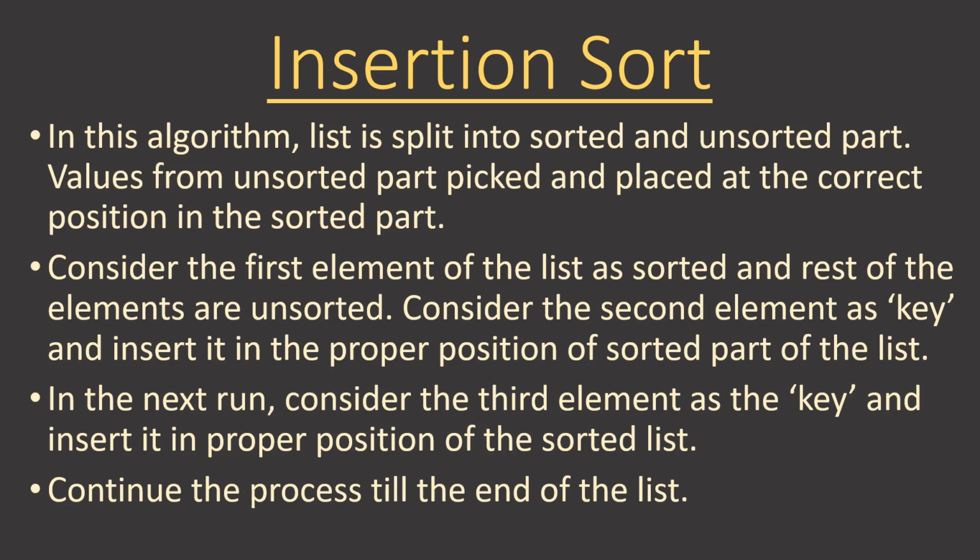Okay, so we will just consider that the first element of the list is already sorted, and the rest of the elements are unsorted. Clear? So we will continue with the second element of the list. The second element is considered as the key. Now we have to insert that particular key in the sorted part of the list.